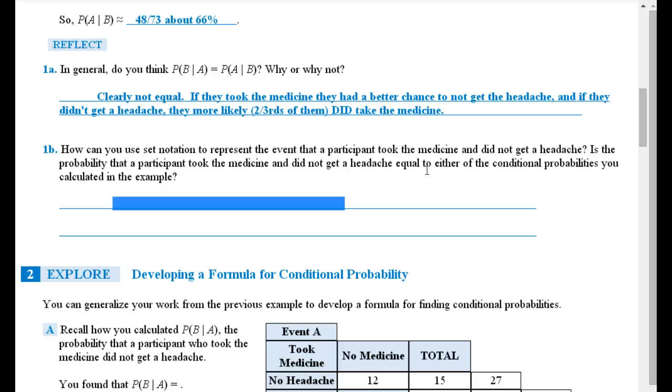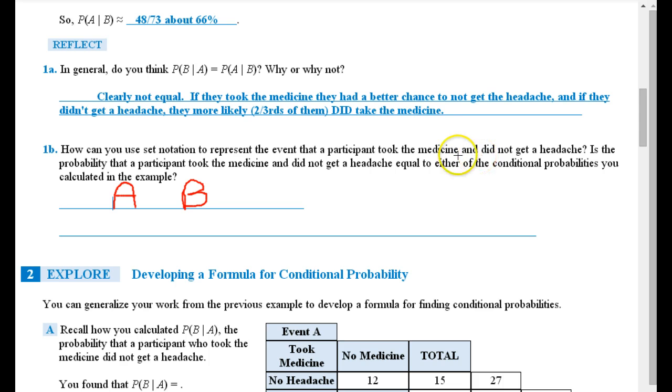Well, that would be... actually I can't really write that very well. I have to maybe draw it. See if I can draw it real quick. So I would say event A, that they took the medicine, and event B, they did not get the headache, and this is an "and." And is intersection. We're looking for the intersection. And remember, just like a business partner, you both have to be present. So we're not counting people who just took the medicine. We're not counting people who just got a headache. We're looking at both. So that would be the notation that we'd use.